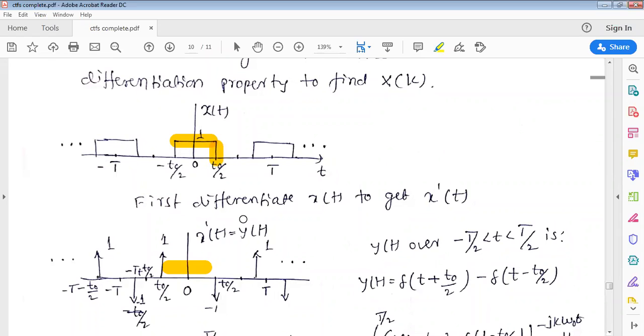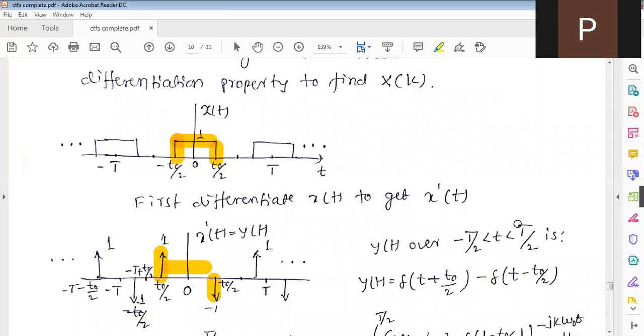This is considered as a falling ramp. So what is the derivative of t? Derivative of t is 1. So this is a falling ramp, therefore it is minus 1 here. It is a rising ramp, therefore it is plus 1.